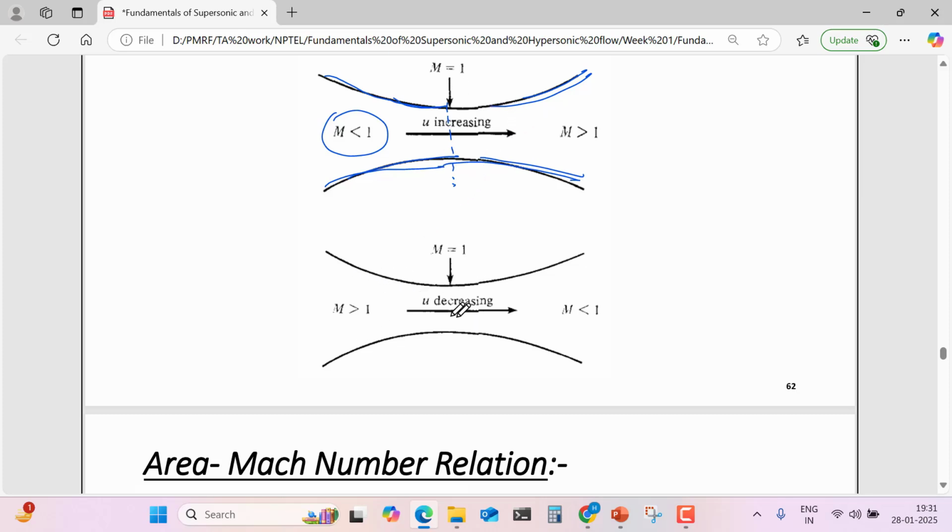Opposite is also true. If Mach number is greater than 1 here, then velocity will decrease and it will further decrease in the divergent section. Now we'll see this condition depends on the back pressure also later.